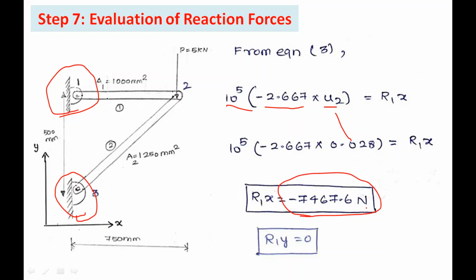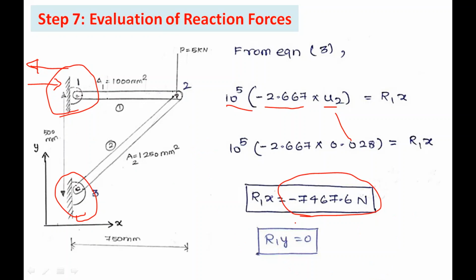7467.6 Newton. So why are we getting the negative sign? Initially, when you formulate the finite element model, the unknown reaction force is considered as the positive force. After evaluation, we are getting the negative sign that indicates the assumed direction is wrong. So initially we assumed the reaction force R1x like this. Since we are getting this negative sign, we have to know that the reaction force is acting in this direction. R1x is negative and R1y is 0.